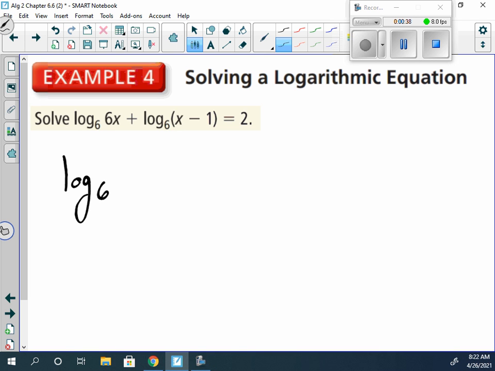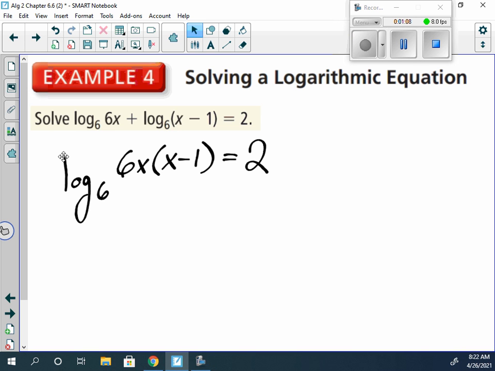So when we look at this problem here, log base 6 of 6x plus log base 6 of x minus 1 is equal to 2, we can rewrite the left-hand side, the two logarithms, as a single logarithm with what's inside both logarithms being multiplied together. So we can rewrite it as log base 6 of 6x times x minus 1, because we need it as one log.